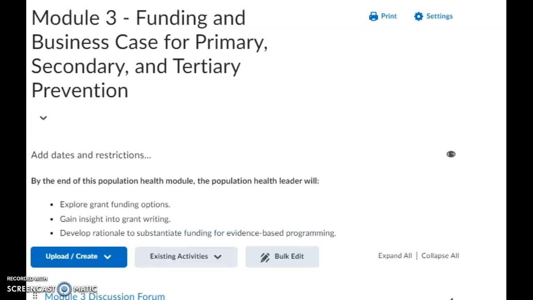Both of these topics will be important as we move into Module 4 and as we move toward that third assignment in the course.